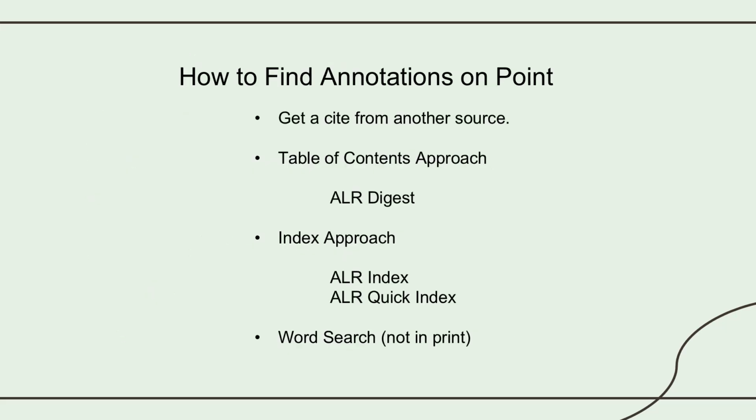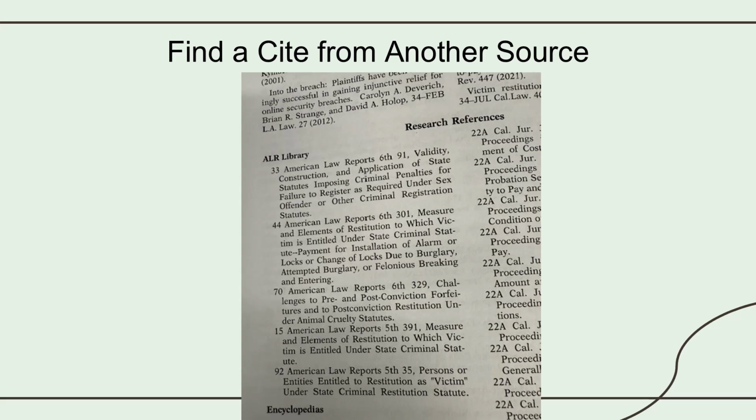So now it's time to look at the different ways to find annotations on point. And of course, we're going to look at the three ways that you would use in print. If you're using a West publication, like a West annotated code or a West secondary source, you might find references in that source to annotations. Here, for example, are some research references following a section of the California Annotated Code. And you see it lists five different annotations that might be relevant to your issue.